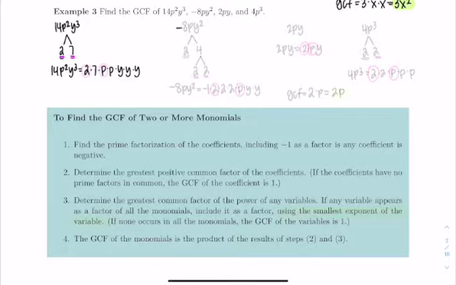What about negative 8py squared? So again, just leave the negative for the end, and we'll put that negative 1 out front. But 8 can be broken down as 2 and 4, and then 4 can be broken down as 2 and 2. So we get negative 1 times 2 times 2 times 2 times p times y times y.